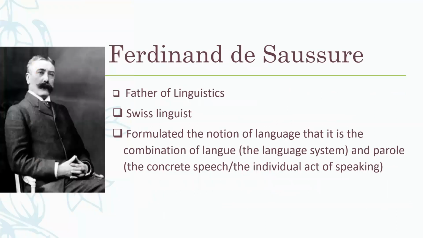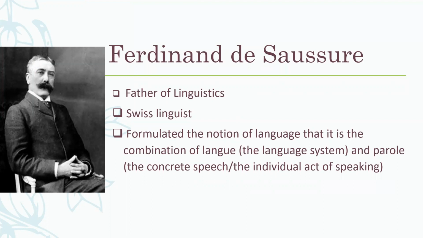And here we have Ferdinand de Saussure, who is considered the father of linguistics. He was a Swiss linguist who studied the foundational aspects, the key ideas about language. One of his most prominent notions about language was that it is a combination of langue and parole. So when we say language is equal to langue plus parole, we have to have an idea about what langue is and what parole is.